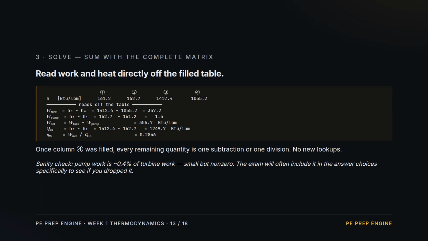With the matrix full, the math is trivial. From the enthalpy row, turbine work is H3 minus H4, pump work is H2 minus H1, and net work is the difference, 355.7 BTU per pound mass. Boiler heat input is H3 minus H2. Thermal efficiency is net work over heat input, 0.2846. Just subtraction and division, the payoff of the variable table.